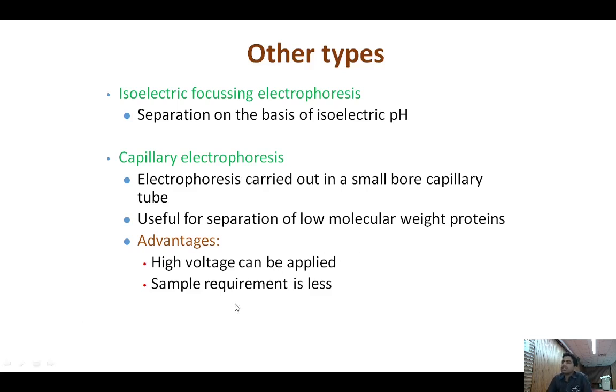And what is the advantage? Here the sample required is very less. And as I already told, capillary electrophoresis is fully automated. It's easier to do also, and high voltage can be applied and separation can be better.